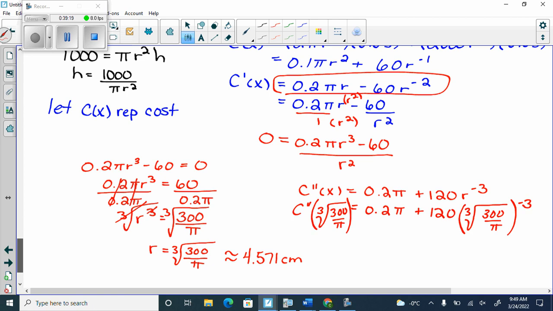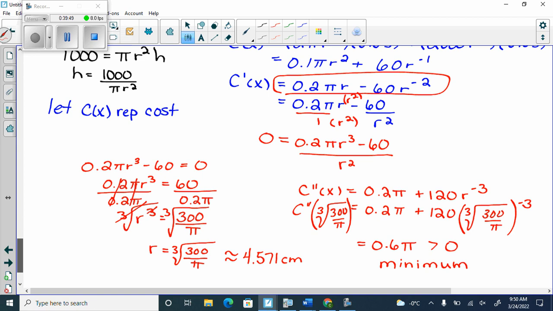And you get 0.6 pi, which is greater than 0, so it is a minimum, which is good because it needs to be a minimum. If it's not a minimum, cry, because you did something really wrong. So that's our double check. So that's great. We want to find the dimensions that will minimize the company's cost of producing the container.